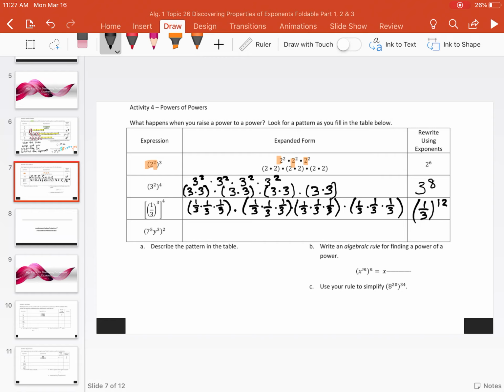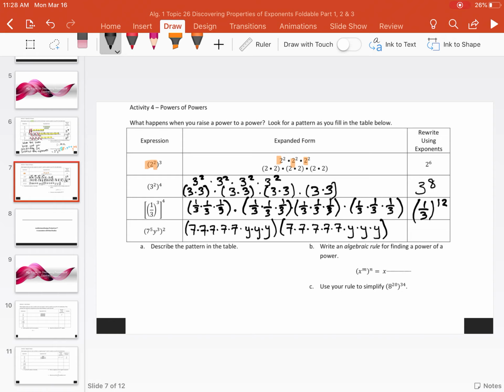We can also do it in combination. So if we see 7 to the 5th times y to the 3rd, and that whole grouping we see twice, well, if we expand that, that's the same thing as 7 times 7 times 7 times 7 times 7 times y times y times y. That's our first grouping. And 7 times 7 times 7 times 7 times 7 times y times y times y.